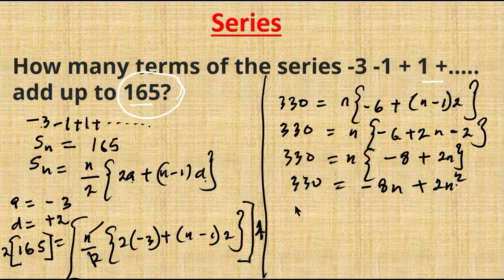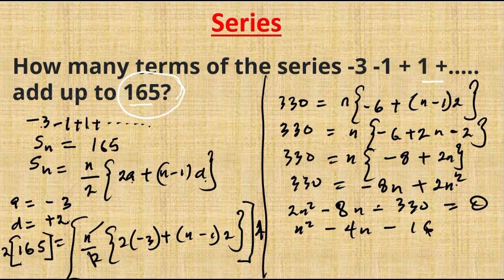So I can easily rearrange my equation as 2n squared minus 8n minus 330 equals 0. I'm seeing that everything here is an even number, so I can divide through by 2. So this will be n squared minus 4n minus 165 equals 0. Now let's see if I can use the factorization method. I'll multiply my a and my c.